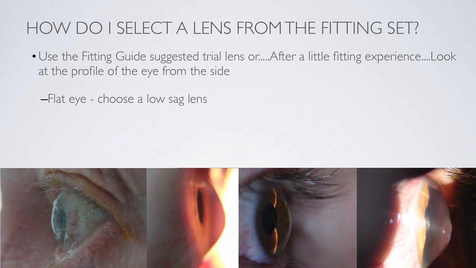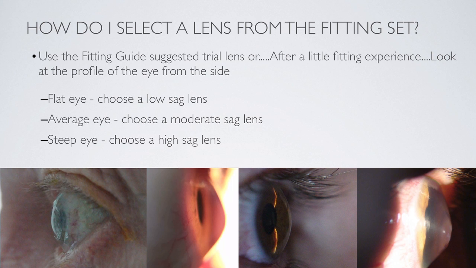We have a set that ranges from maybe 380 up to 560 sag. When you have an eye that is average, you pick something from the middle of the set. As you get more experience, you're going to get more and more ability to be able to accurately, within 100 microns, choose the lens that you want to start with.